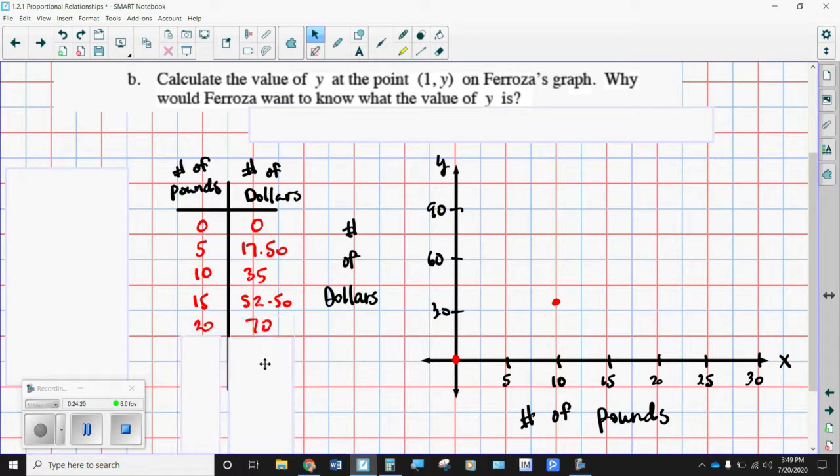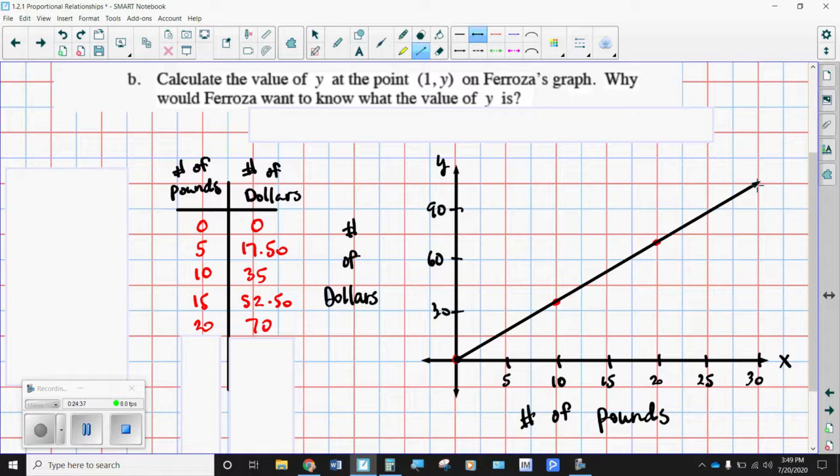Maybe I won't do that. Let's do 20 and 70. That's going to be easier to find. 20. And what is that? 30, 60. That's going to be 75. So 70 is going to be somewhere around there. Does that look like a straight line that's showing up?